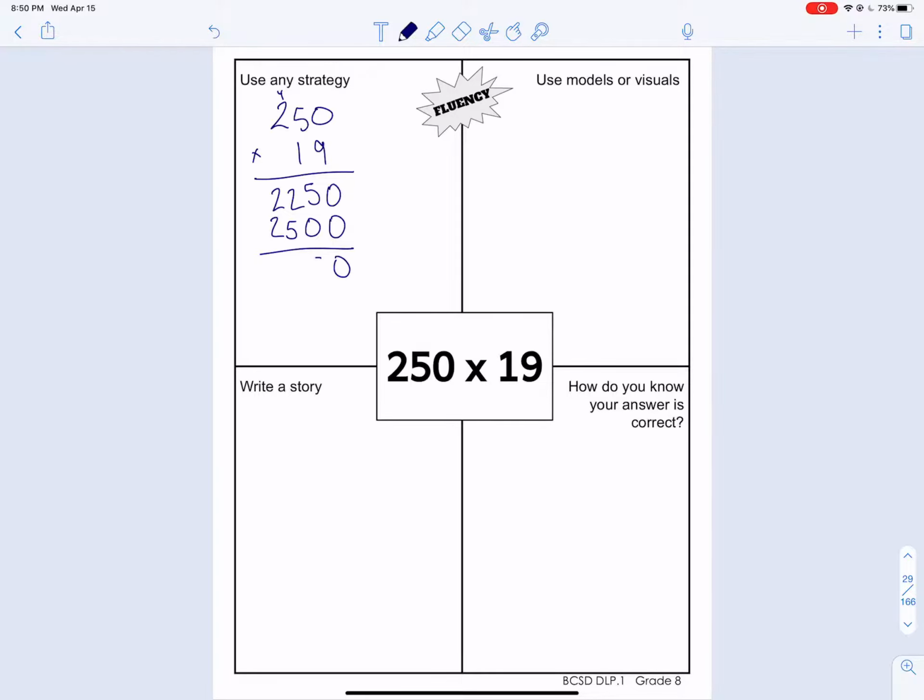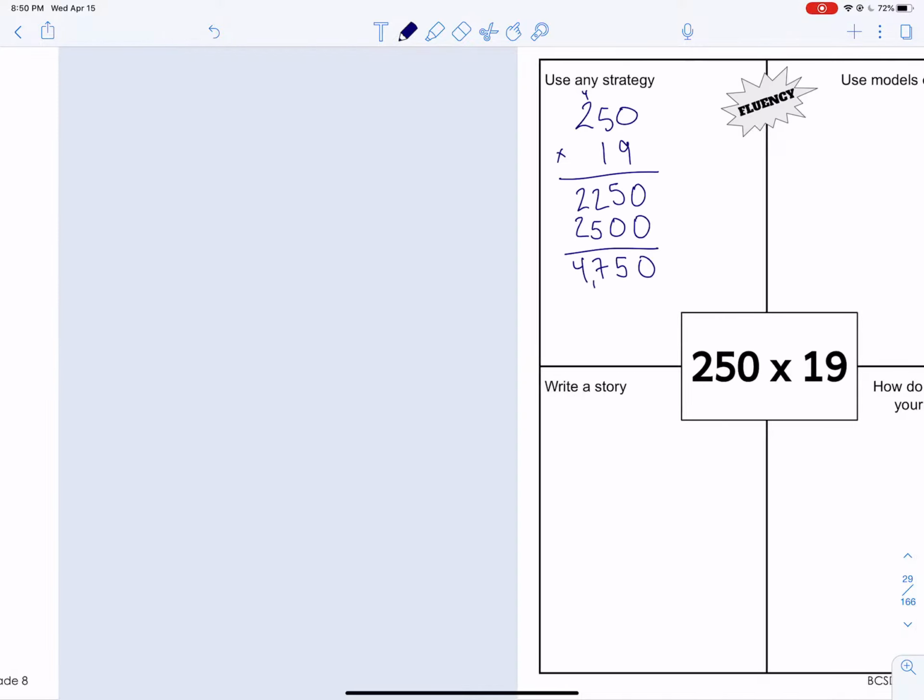Make sure everything is lined up, which is the biggest mistake that most students make, is not keeping the place values lined up. So again, you can just use a calculator if you're not sure, if you're not confident. So 250 times 19, 4,750.